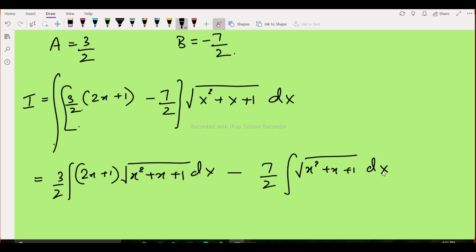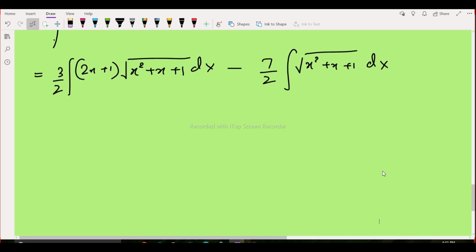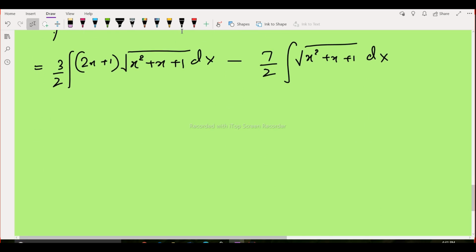Now let's understand why we did this. So see, this is divided into two parts now. The sum gets divided into two parts. The first part is this one, this part. Now see, this is the derivative of this one, right?